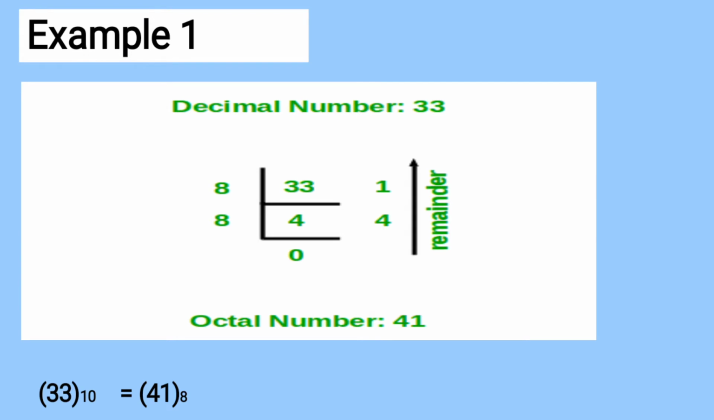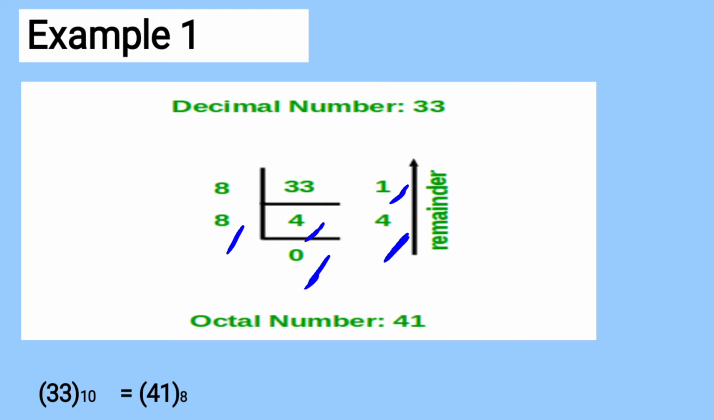Let us take the first example. In decimal it is given to you 33. As I told you, divide by 8. First time when you divide 33 by 8, you get 8 fours are 32. The remainder is 1, so on the right side we have written 1. Next, step number 2, 4 cannot be further divided. 4 cannot be divided by 8. So that is why we have written 8 zeros are 0, and on the other side we have written the remainder as 4 as it is.